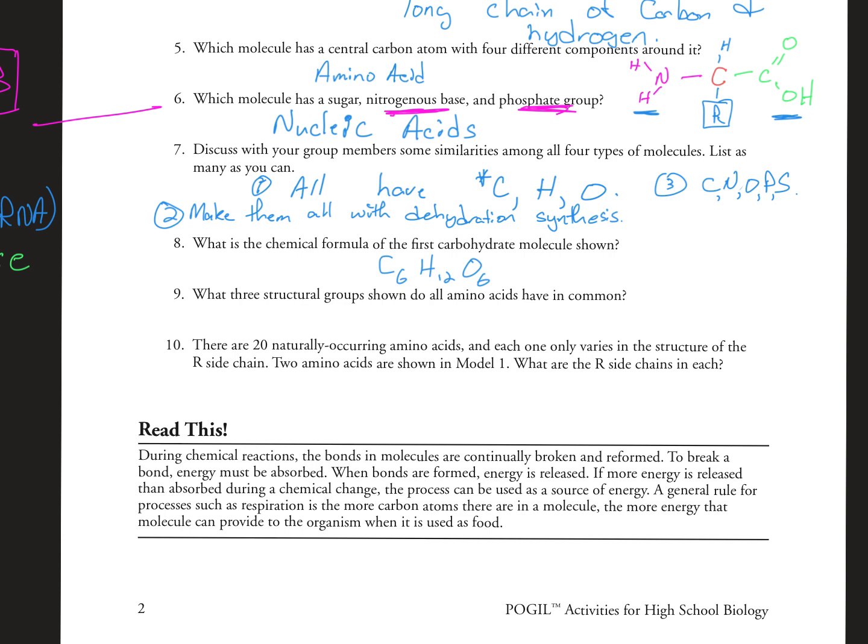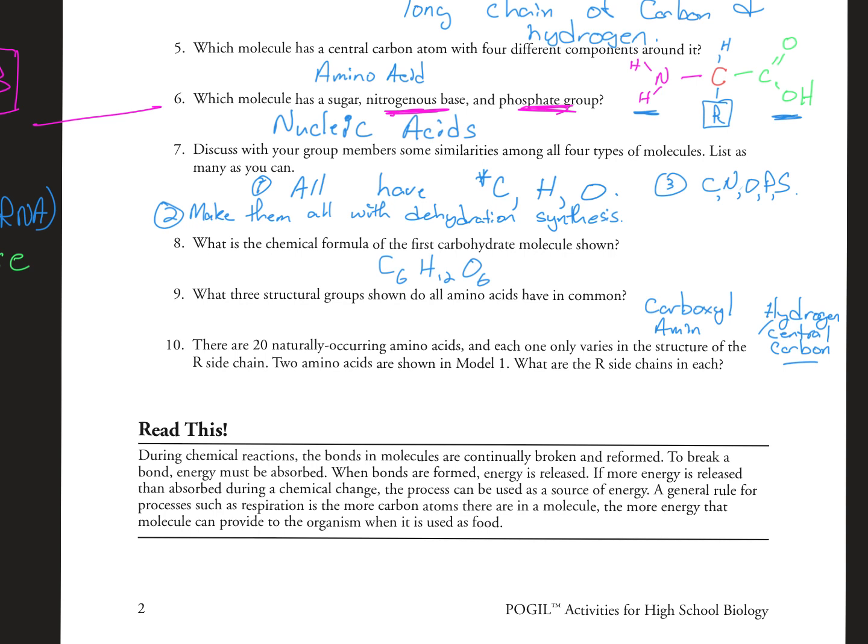What 3 structural groups shown do all amino acids have in common? Well, they all have the carboxyl or carboxylic acid, the amine, right? And hydrogen. They all have all 3 of those, attached to a central carbon. The difference is, of course, the R groups.